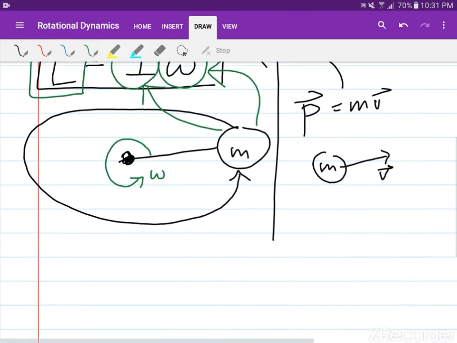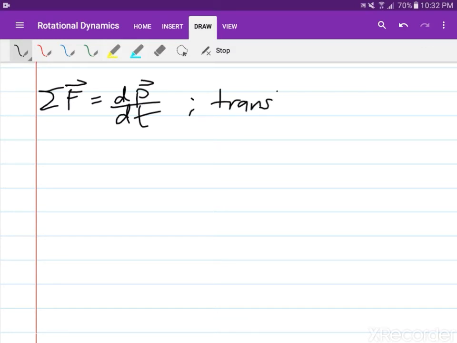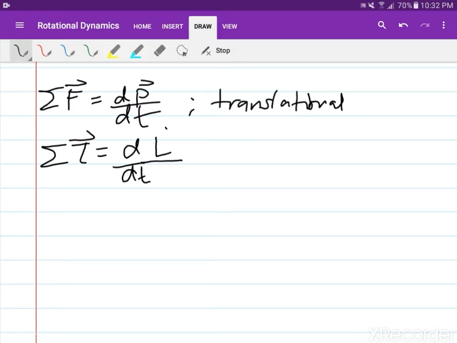Okay, now we have defined previously that the net force acting on an object is also equal to the time derivative of momentum. So this is the translational case or the linear case. Now for the rotational version of this equation, we have the sum of net torques must be equal to the time derivative of our angular momentum.